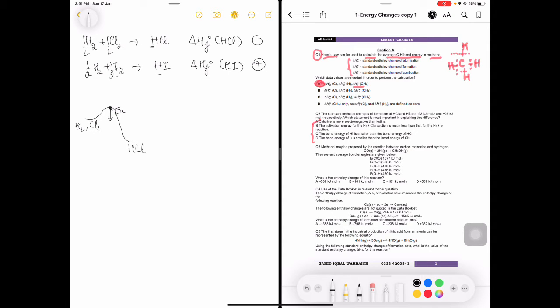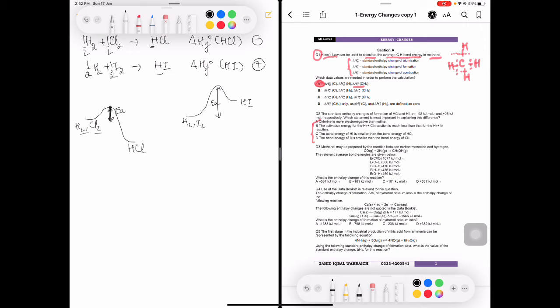I will do the same thing with HI, but the delta H_f of HI is a positive number, which means my product will be higher than my reactant. So it looks something like this: this is hydrogen and iodine, and this is HI. The activation energy in this case will be this. They say the activation energy for H2 and Cl2 is much less. In this case, we can see that the activation energy for hydrogen and chlorine, this small distance, is actually less than that of iodine and hydrogen. But I can manipulate this diagram so that it could be reversed. For example, I can draw the activation energy for hydrogen and chlorine much higher.